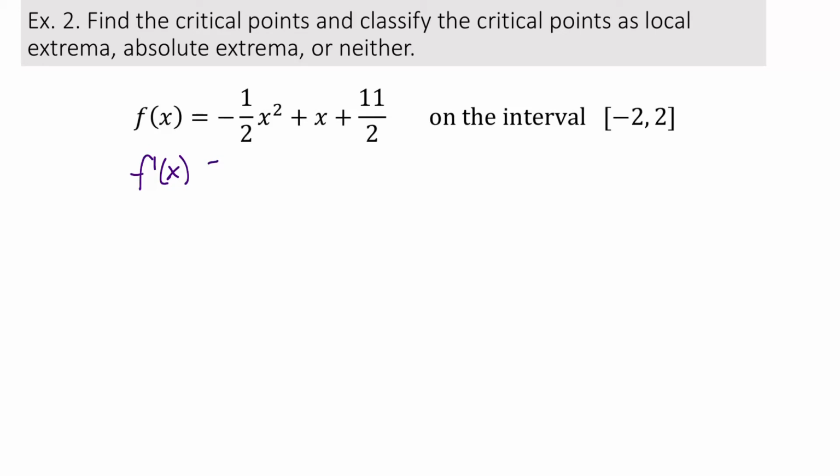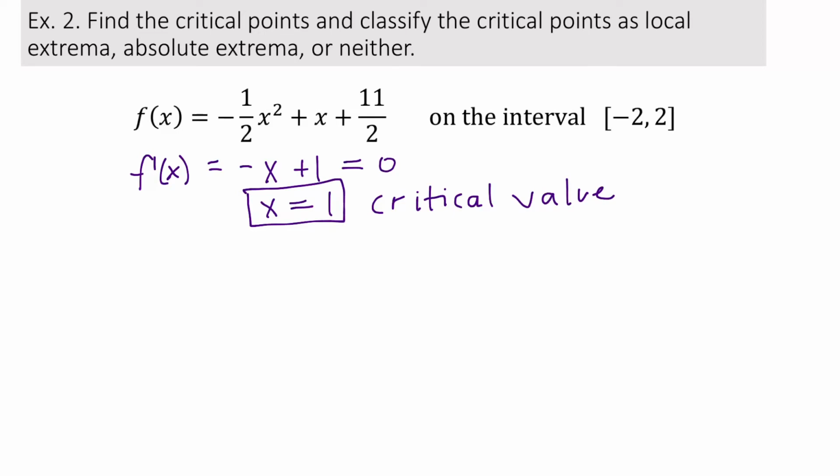So that would equal 2 times negative 1/2. So that's negative x plus 1 equals 0. So that means x is equal to 1 is my critical value. I have one critical value. So according to the extreme value theorem, I have to investigate my two endpoints and my critical value.